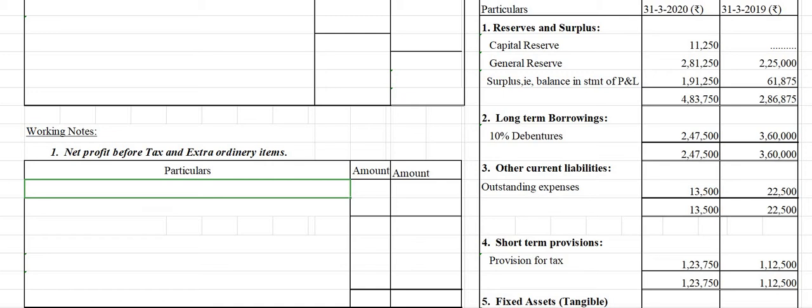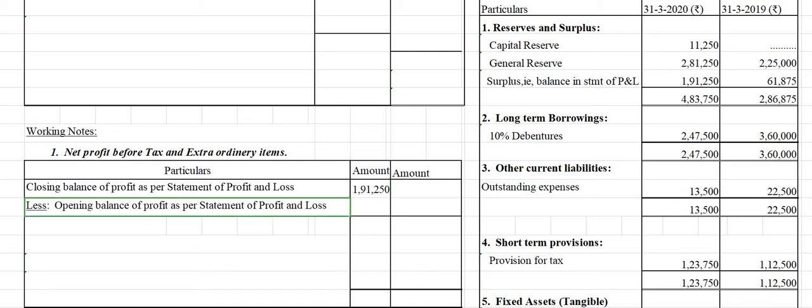In that, what is the first item? Yes, closing balance of profit as per statement of profit and loss will be written. So closing balance of profit is given here. You can see 61,875 is the opening balance and 1,91,250 is the closing balance. That will be written first: 1,91,250. Then from that, opening balance will be deducted. Opening balance 61,875. So that is deducted.